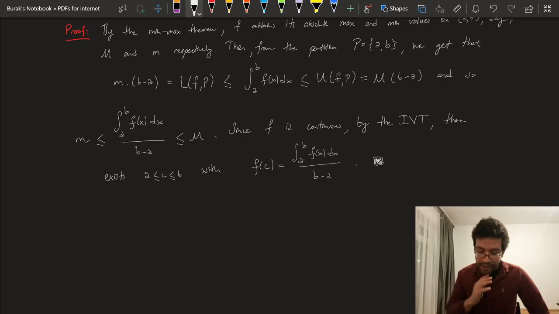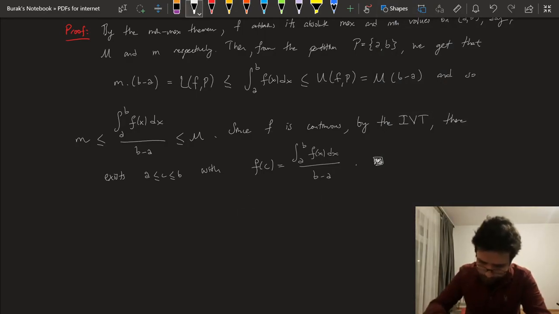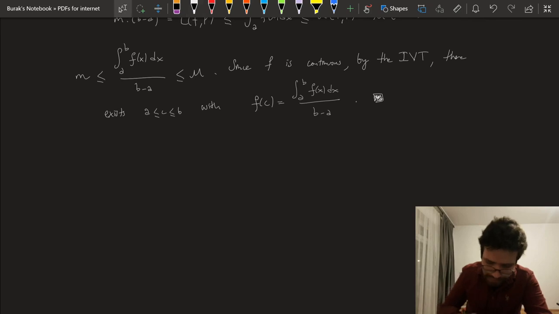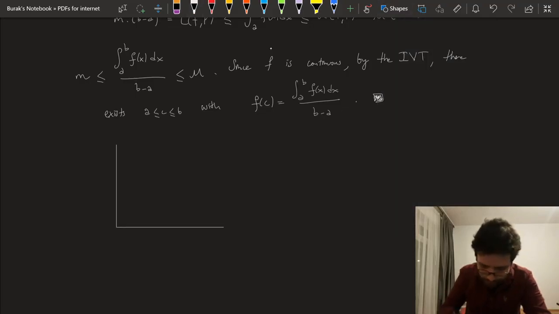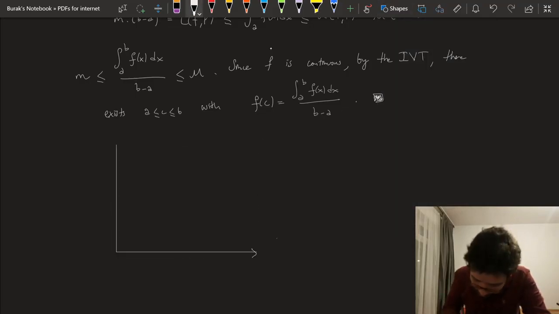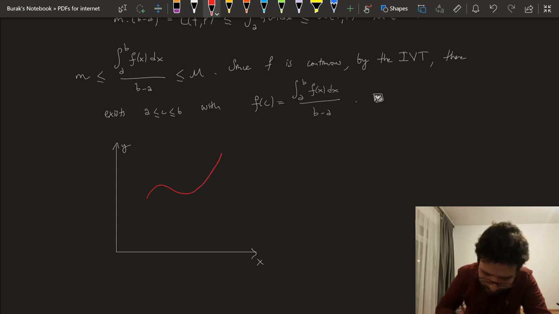So that's that. Now let me tell you what this means geometrically. What this term tells you geometrically is this. You have your function, and let's say this is the graph of your function, and these are a and b.